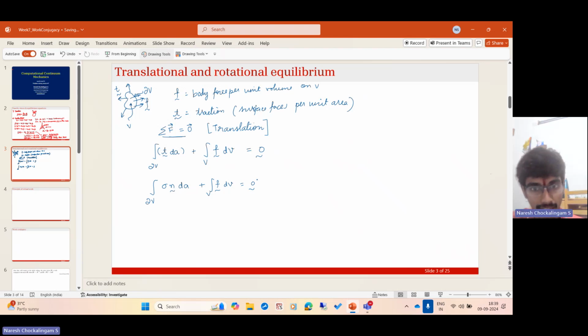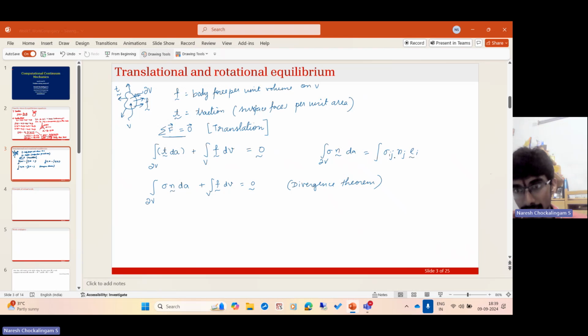Now, you can use the Gauss divergence theorem and convert this surface integral into a volume integral. So this n appears here. Whenever you have a normal and an area integration appearing, you can use the divergence theorem. So the sigma n dA is nothing but integral sigma ij nj ei. This is a vector. Sigma is a tensor, and sigma n is a vector, which is sigma ij nj ei. So you can check the indices. Both i and j are dummy indices, and the net result is a vector.